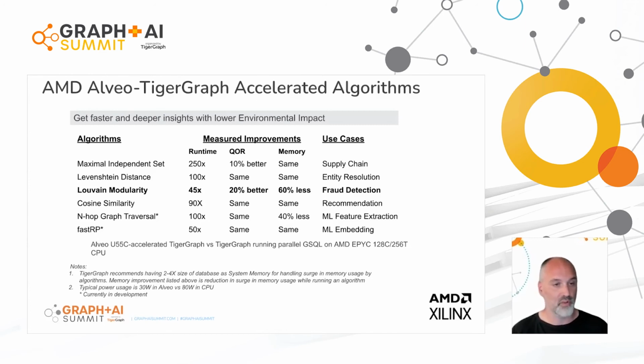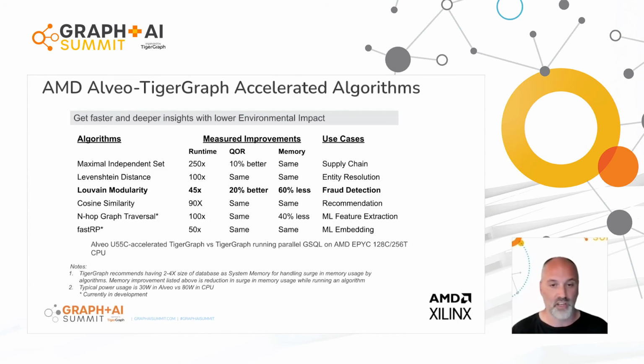Similarly, we've implemented different algorithms on our accelerator cards, which can also be integrated into TigerGraph. We're still working on others, but the initial proof of concepts we've done all show a significant improvement in performance, while either keeping the memory requirements the same or reducing them.